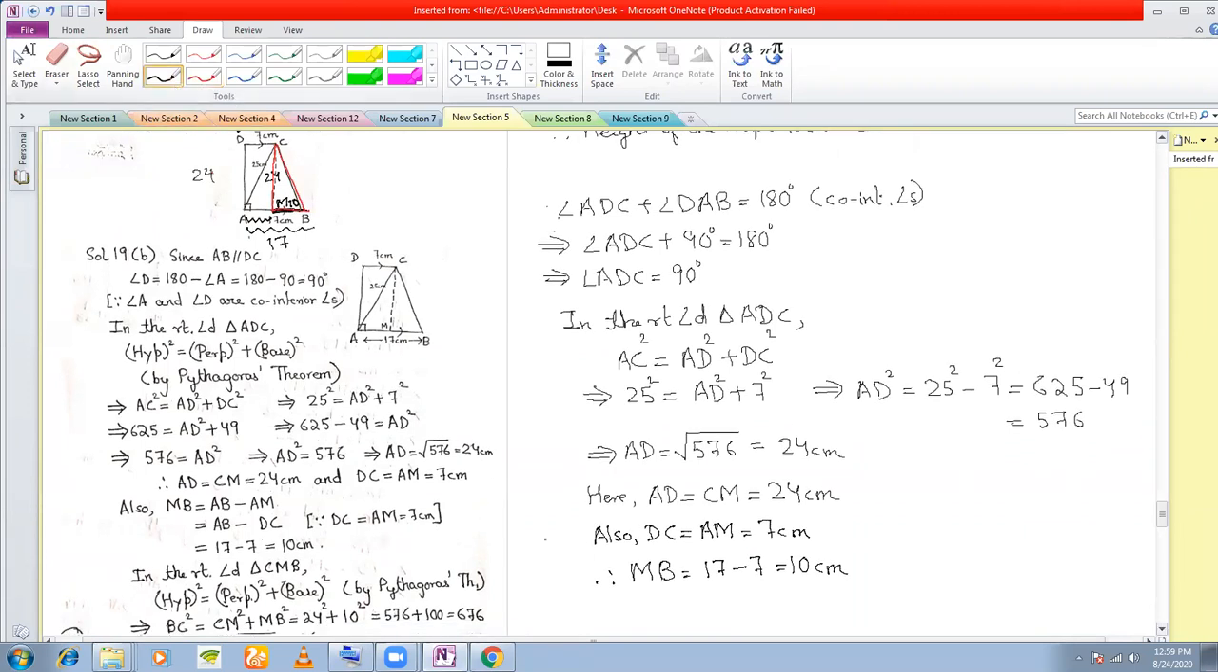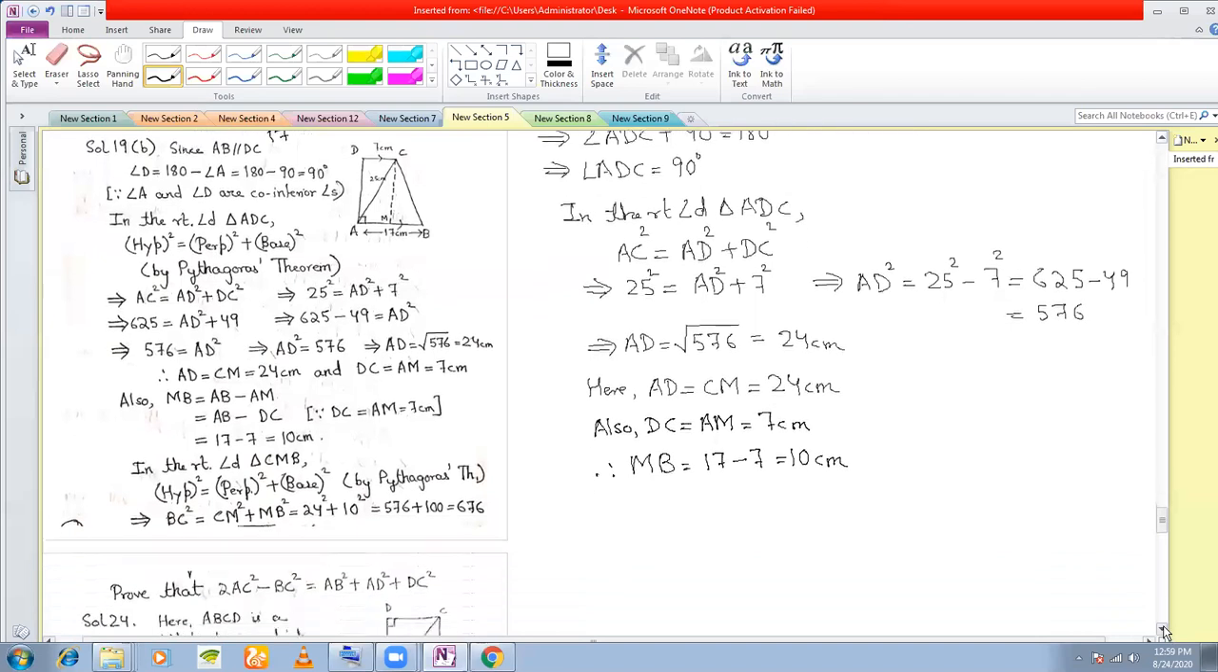So in the right angle triangle CMB, look at this figure. We are considering this right angle triangle, in which this length we calculated to be 10 and this length we calculated to be 24. In the right angle triangle CMB, this is your 90-degree angle, so this should be the hypotenuse BC.